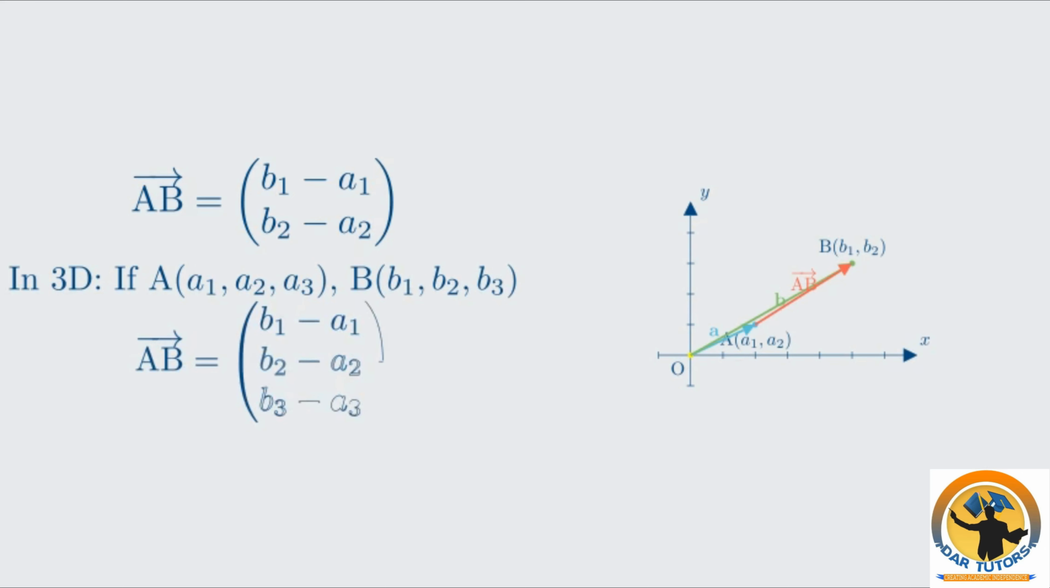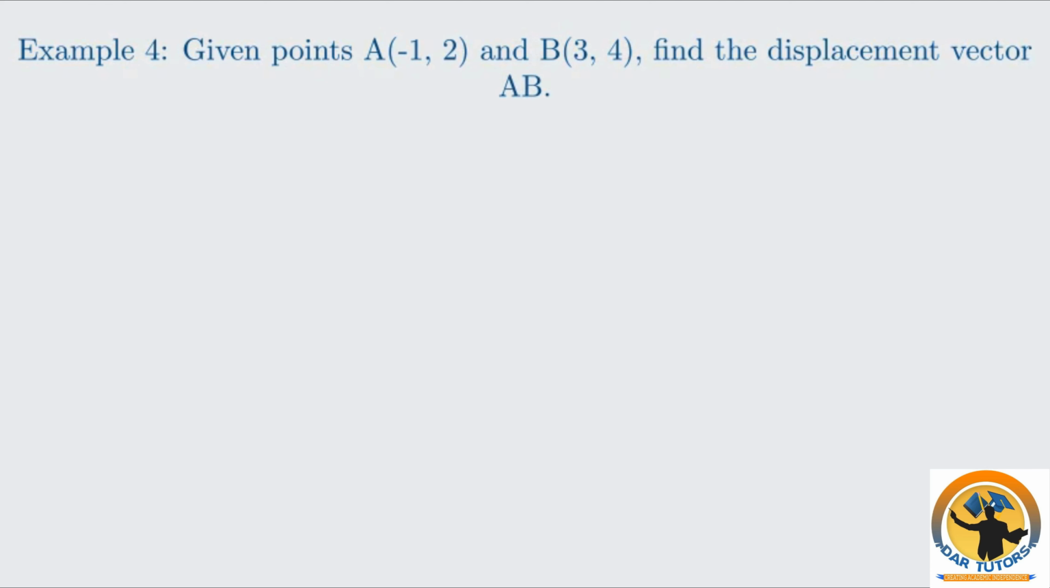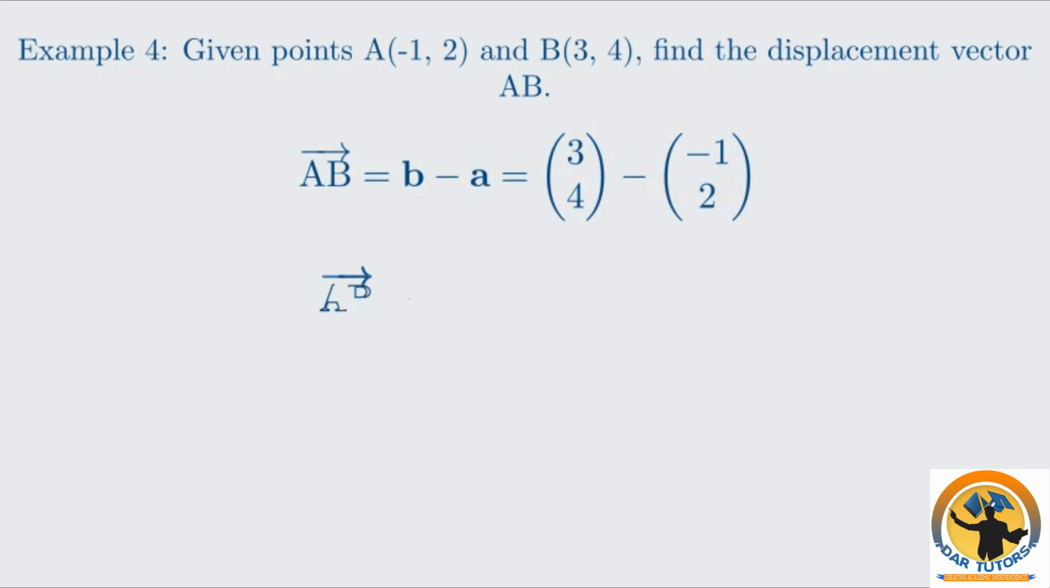Let's apply this formula with a 2D example. Given points A(-1, 2) and B(3, 4), let's find the displacement vector from A to B, which is AB. Using our formula, AB equals the position vector of B minus the position vector of A. The position vector of B is (3, 4), and the position vector of A is (-1, 2). Subtracting the components, we get (3 minus -1, 4 minus 2), which simplifies to (4, 2). So the vector AB is (4, 2). This means to get from A to B, you move 4 units in the x direction and 2 units in the y direction.